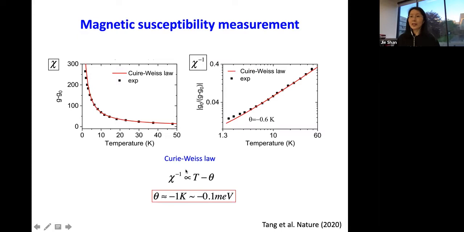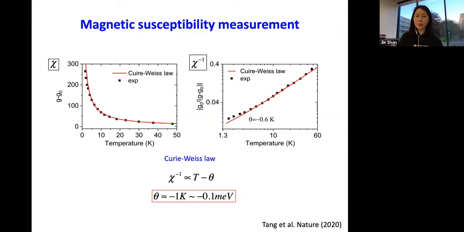If we look at the temperature dependence and do the fit I described to you, the high temperature magnetic susceptibility hits the temperature axis at negative one Kelvin. This negative one Kelvin tells us two things. One, it's antiferromagnetic. And two, the magnetic exchange interaction is on the order of 0.1 milli-eV. And this energy scale is fully consistent with the saturation field of about half a Tesla I showed earlier.